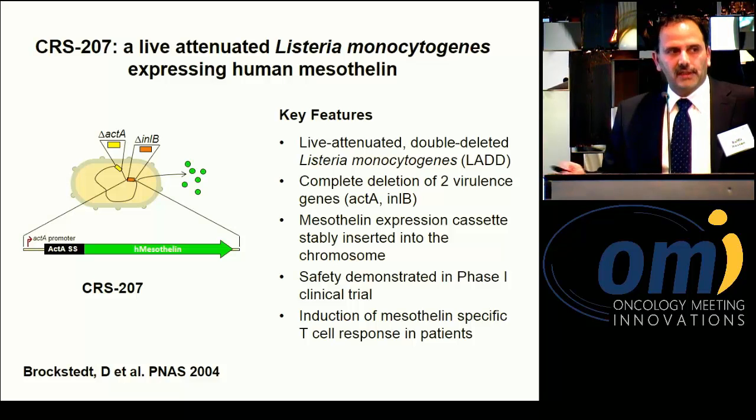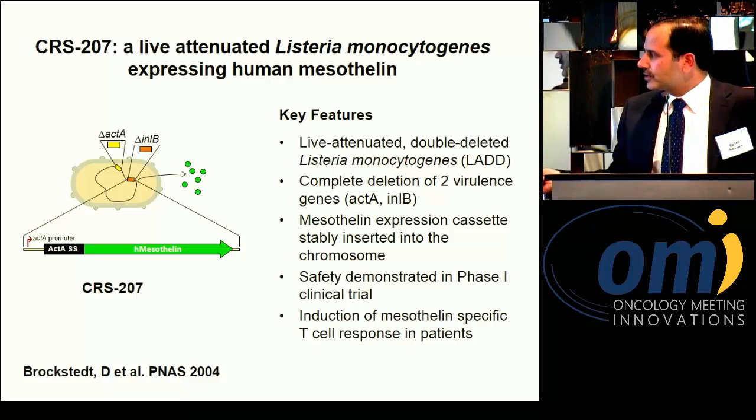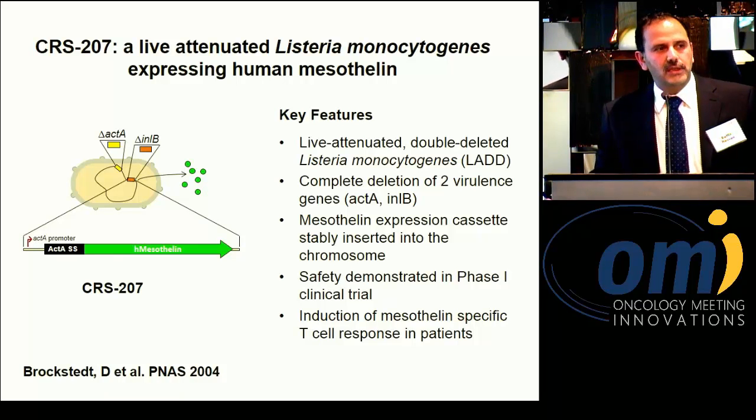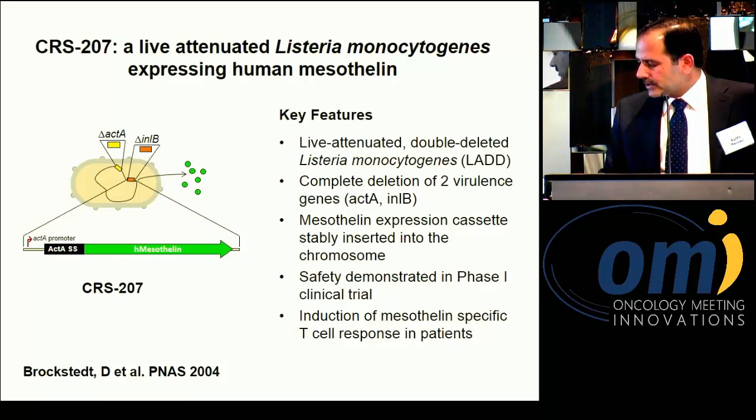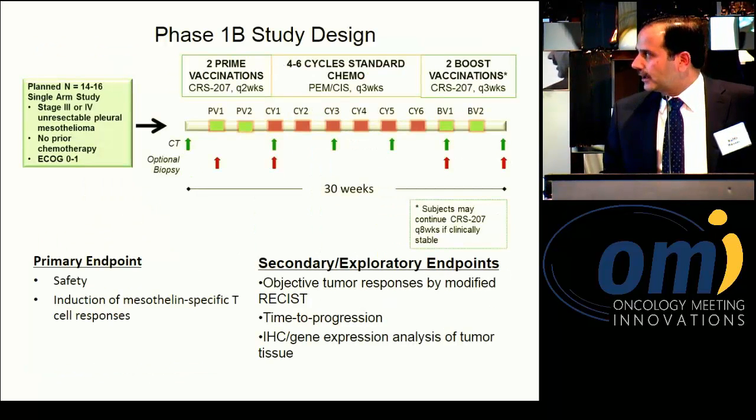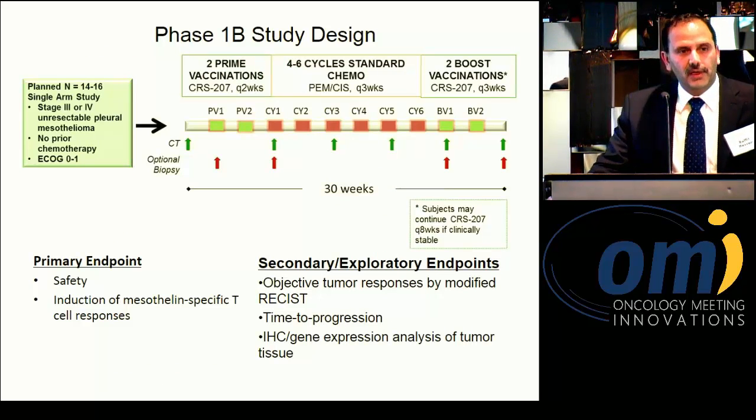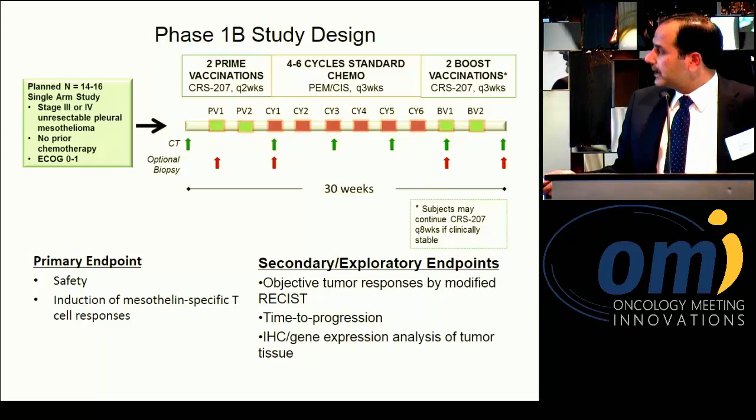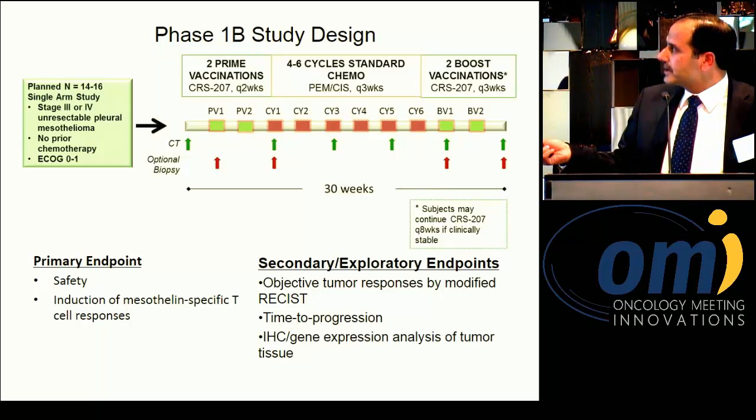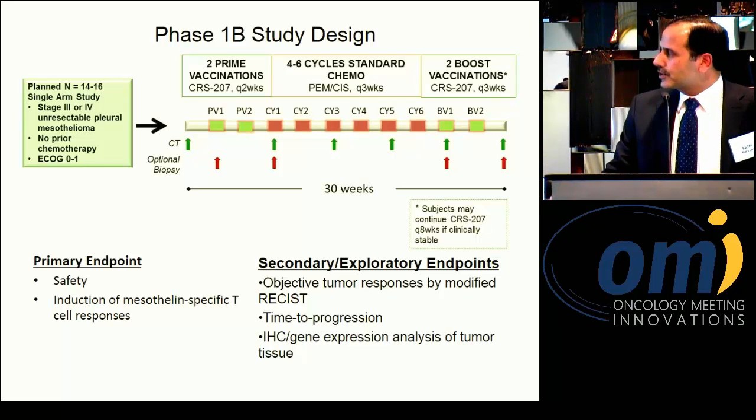And we showed in a phase 1 trial along with other folks that it was safe. And we also showed that it induces mesothelin-specific immunity in patients with mesothelioma. So based on this phase 1 clinical trial, about 3 years ago, we designed a phase 1b clinical trial with Aduro. In this schema, we give patients 2 doses of the vaccine 2 weeks apart. Then we give 4 to 6 cycles of chemotherapy. And after that, we give boost vaccination. The primary goal when we started this study about 3 years ago was to show its safety and look at induction of mesothelin-specific response.